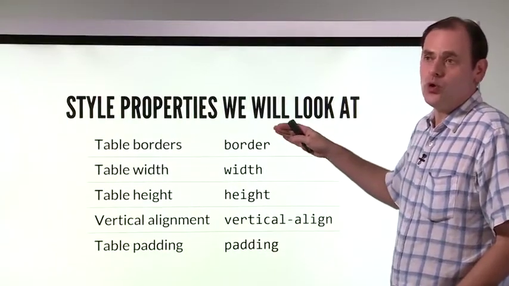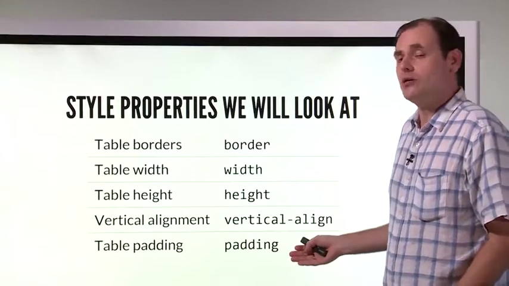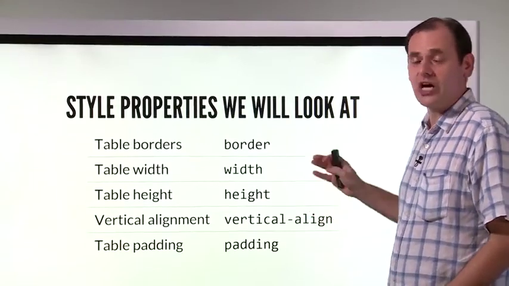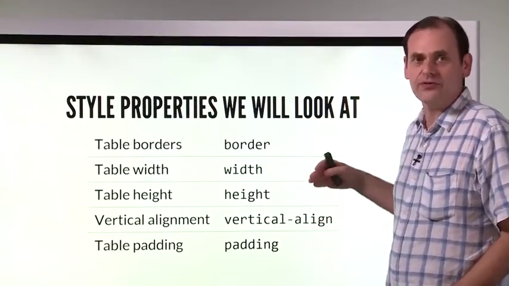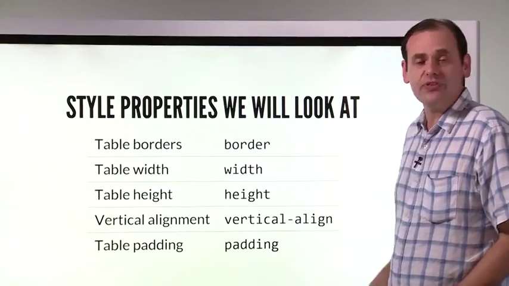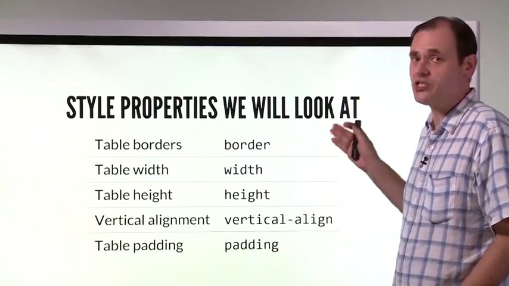Also, we're going to work together with style properties. From the last video, we know that style is the way that we handle different visual elements, and it's the same thing with tables. We need to handle these style properties.